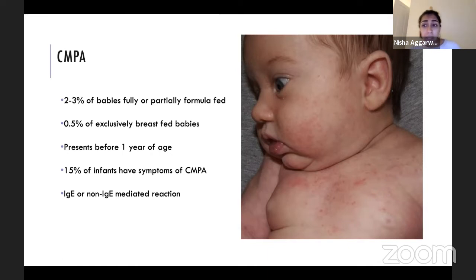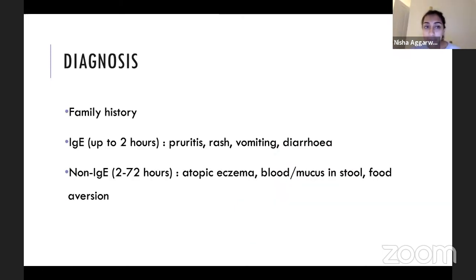So it happens in about 2 to 3% of babies who are formula fed, and it only happens in about 0.5% of babies who are exclusively breastfed, and it's normally before they're 1 year of age. There are 2 ways that cow's milk protein allergy can present or can happen in the body. So it can be IgE related or non-IgE mediated reactions. And the main difference between this is the symptoms and the time.